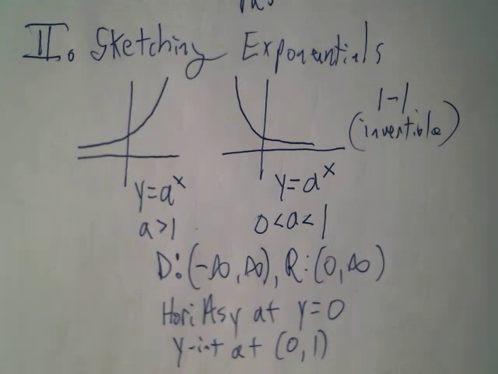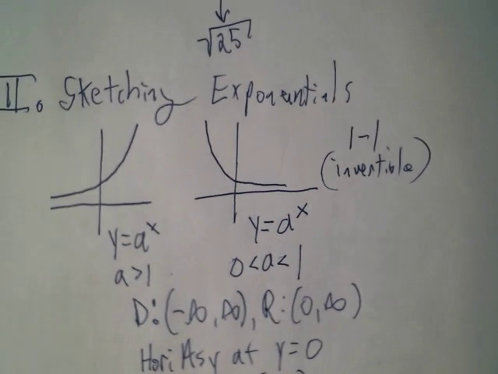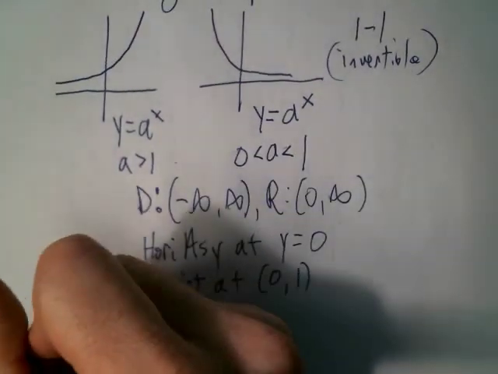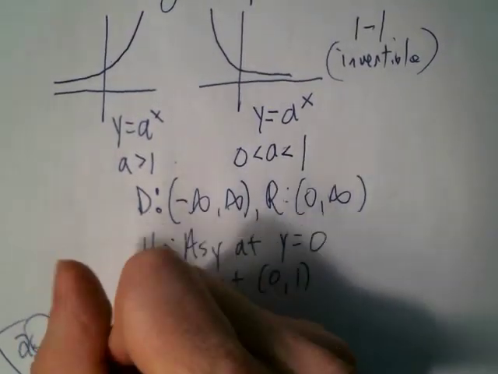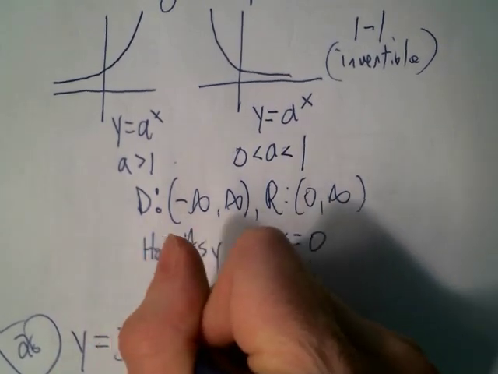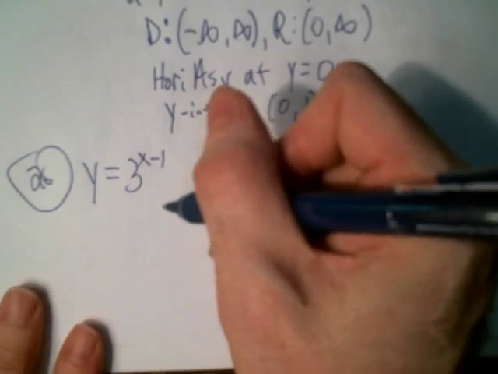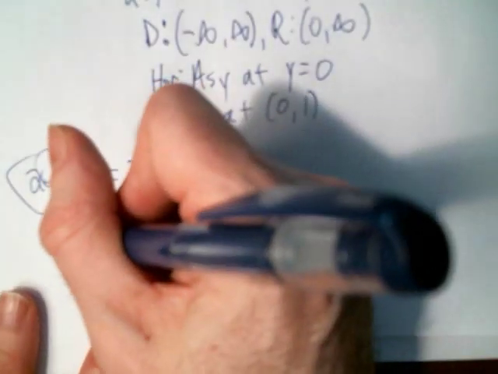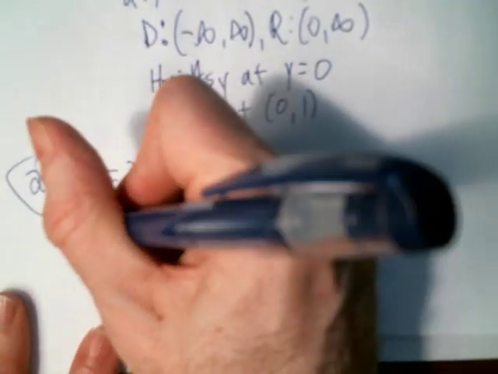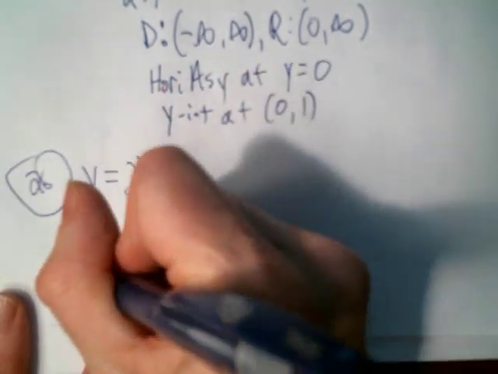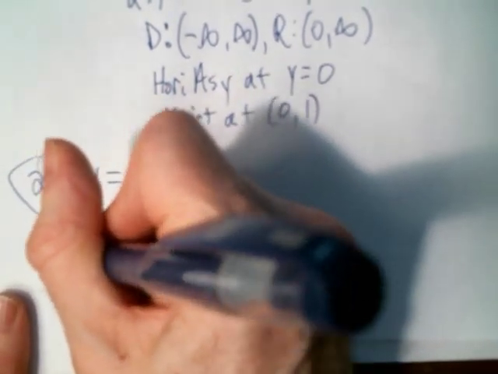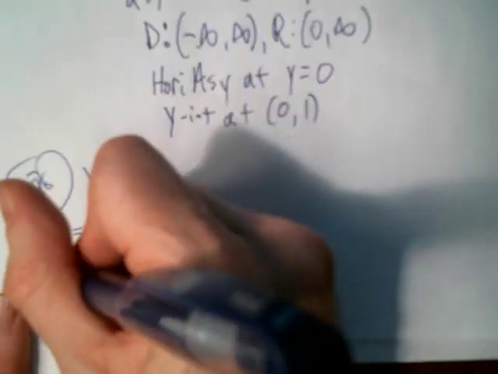Let's go through and try to maybe graph 1 or 2. This is problem 26. It wants us to graph y equals 3 to the x minus 1. One approach is to graph y equals 3 to the x first, with x and y values of -2, -1, 0, 1, 2.